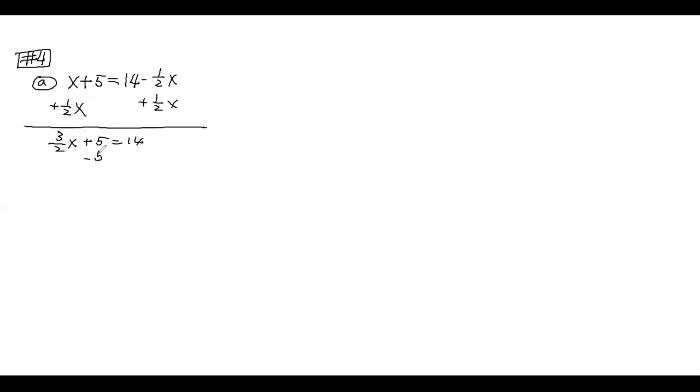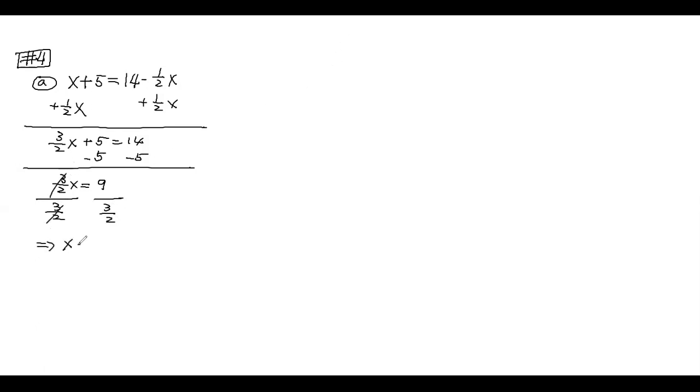Then minus 5, minus 5, so I can get all the numbers to the other side. So this is 3/2 of x equal to what? Equal to 9, right? So how do you do that? Okay, so then I divide by what? 3/2 divided by 3/2, right? So here you divide by 3/2, boom, boom, you cancel.